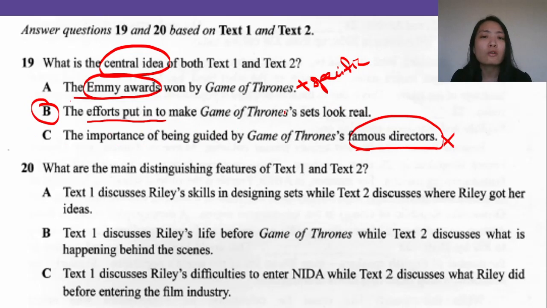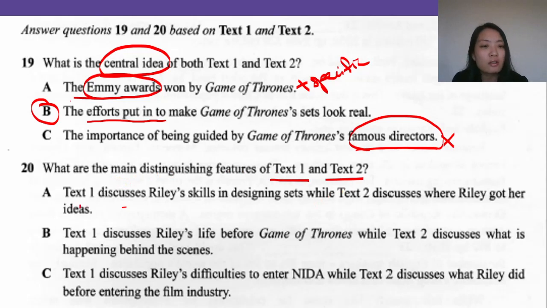Even though it may not look real to you, you may not find that text 2 talks much about the effort. But because the other two are more wrong, so you have B. Okay. And then the next one, what are the main distinguishing features of text 1 and text 2? What makes text 1 and text 2 different from each other?